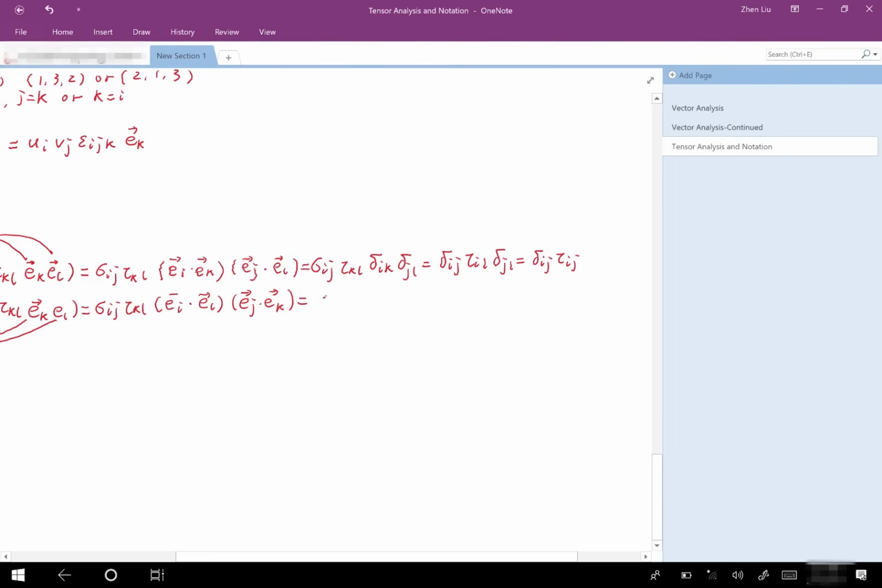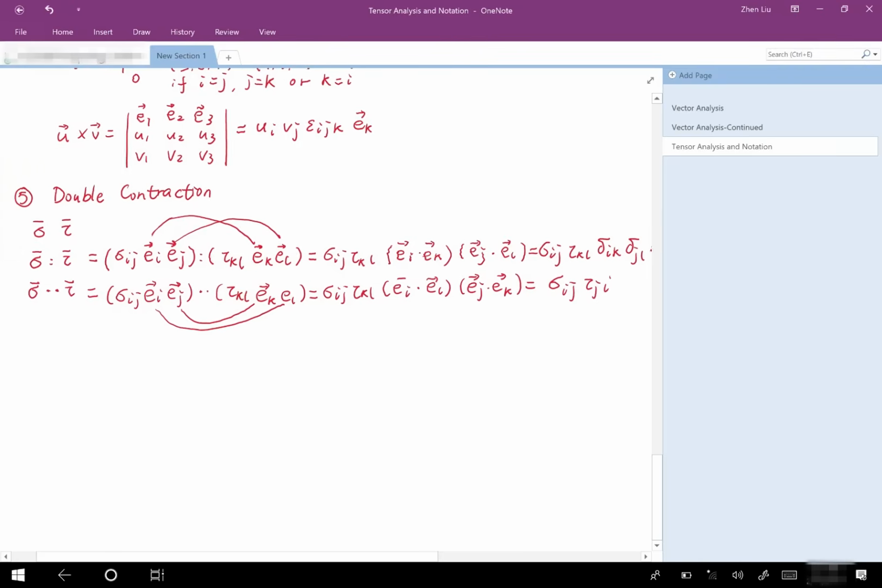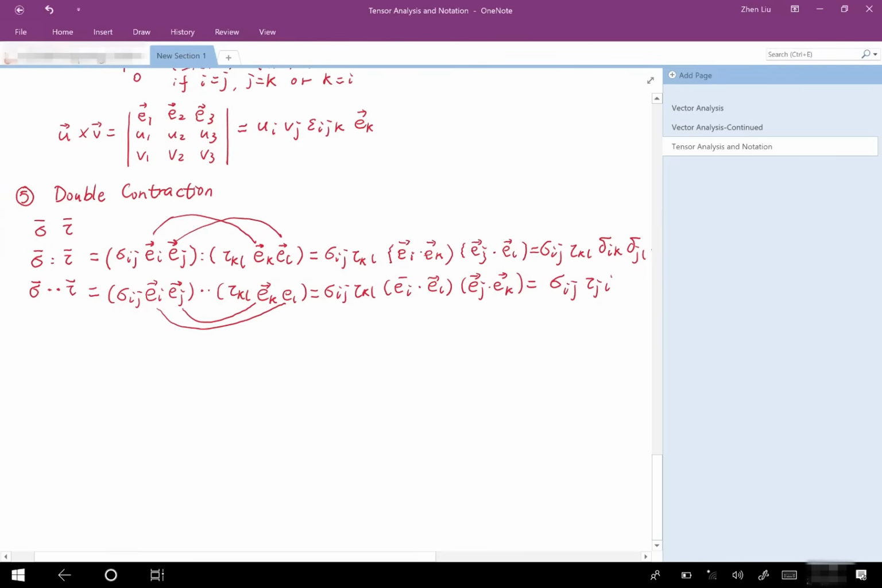We will get, oh, I apologize here. This is not delta, this is sigma. My bad, this is sigma. So we will get sigma ij tau ji. So this is two types of double contraction. It's not a dot product anymore, but we can understand it as a combination of two dot products.